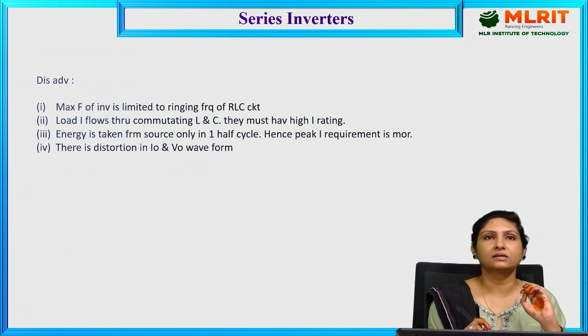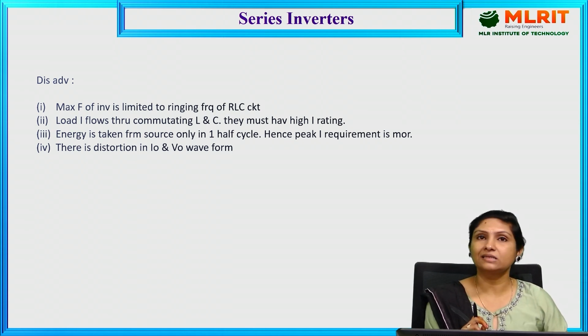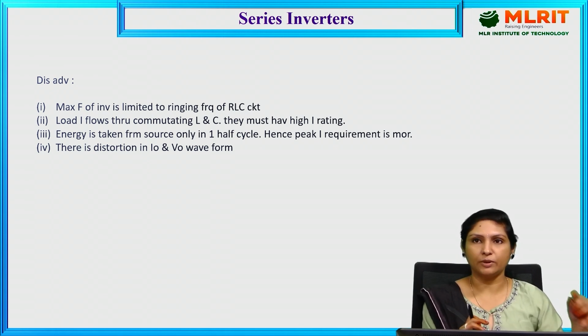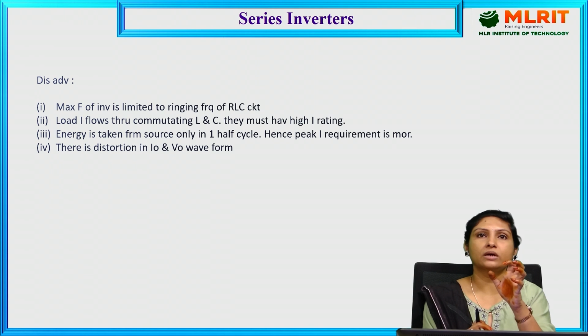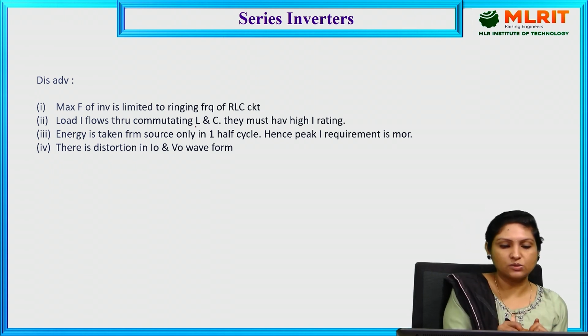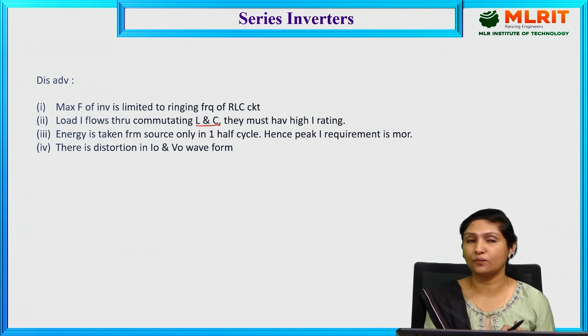And the other thing is load current flows through commutating components like inductance as well as capacitance, and they must have high current rating, because this particular inductor as well as capacitor is also carrying the load current along with the load. This inductor as well as capacitor need to possess high current rating. So that is one of the limitations.